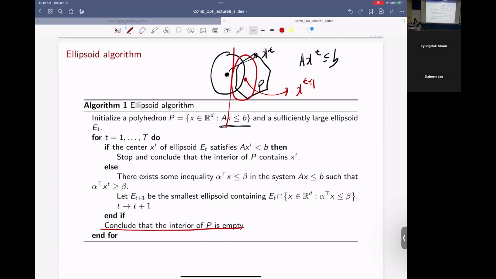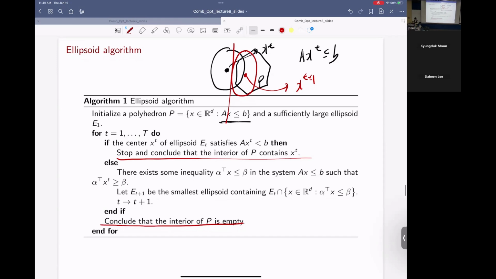So I guess if the algorithm found a feasible solution, you would have stopped before you conclude. I think that is right. In fact, I've written down this algorithm many years ago. Maybe I was wrong. Let's see. You would have stopped if you found a solution.